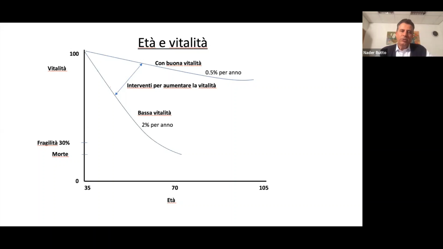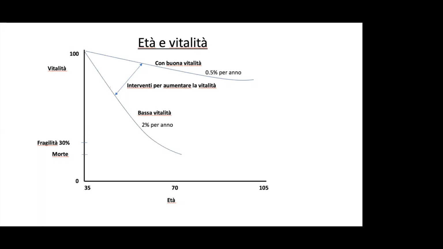So what I wanted to tell you here is that actually we can have a person that is very young, but the vitality is low. And these persons are at risk of being with the disease. And we can have persons that are very old with good vitality, and they will be protected from the disease. So the question here is how we can increase our vitality.